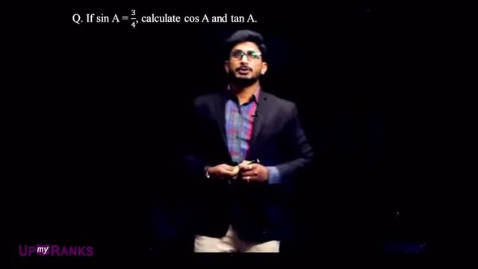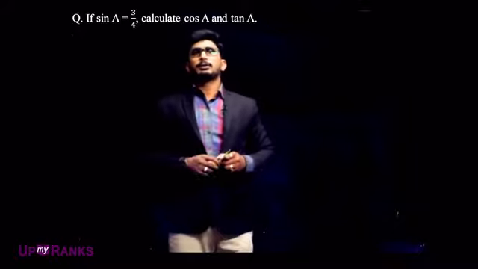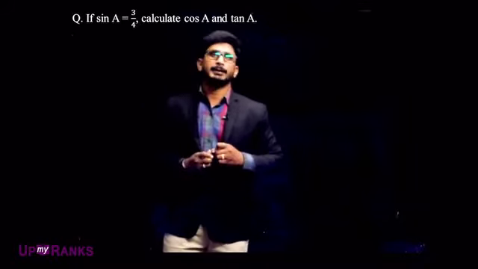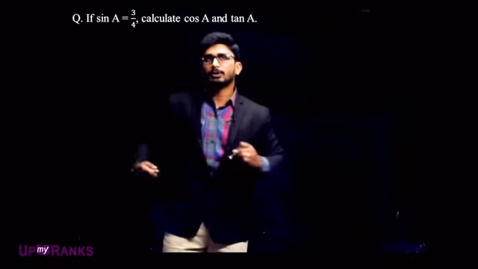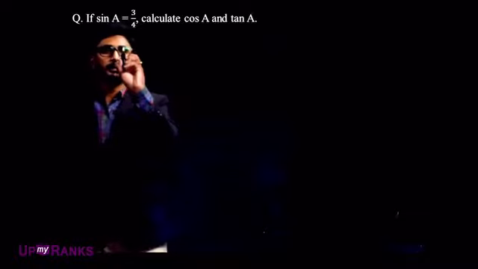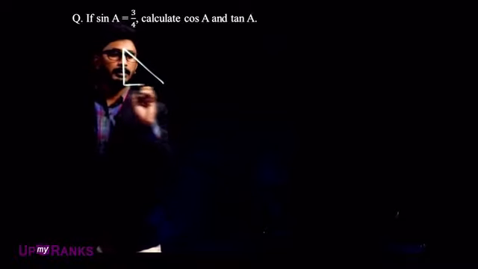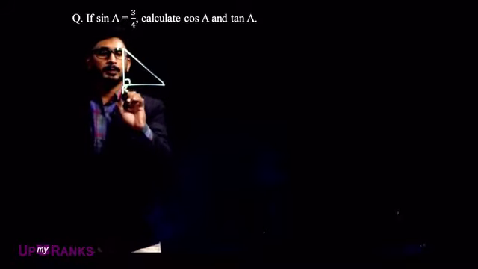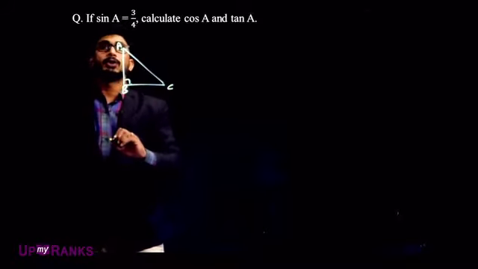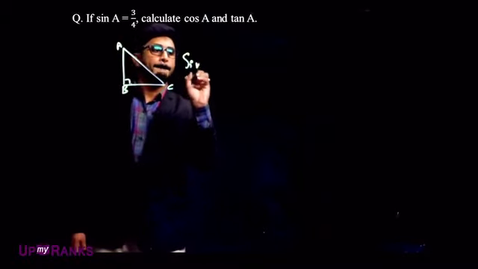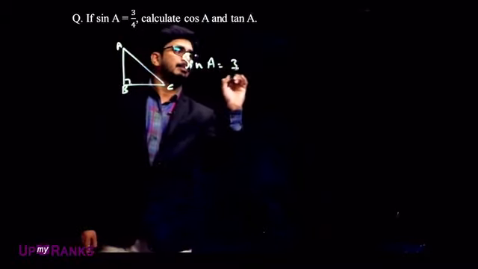This is the next question. If sin A is equal to 3 by 4, calculate cos A and tan A. So how do we do this? It's given only that sin A is equal to 3 by 4. So let us draw a right angle triangle, and let me mention A, B and C. In this right angle triangle, sin A is equal to 3 by 4.